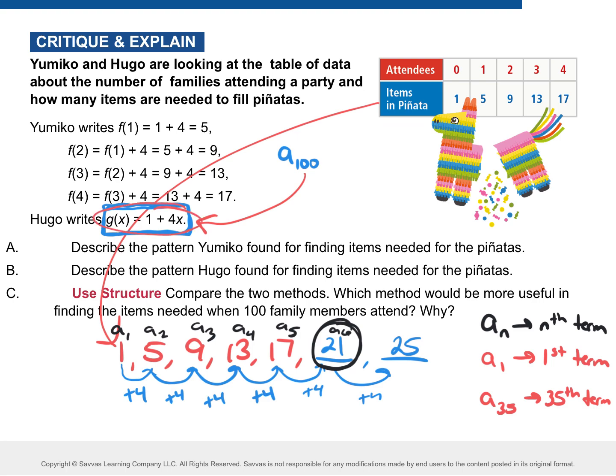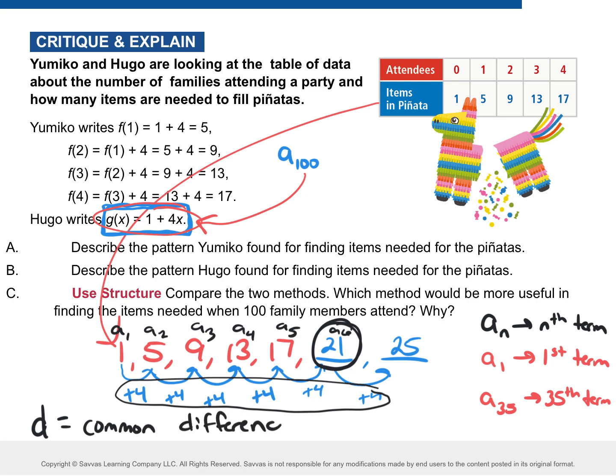One other thing I need to talk about for vocab. This was the pattern that kept happening, right? That's how we know what all of our terms would have been. This is called D. Go ahead and label this as the common difference. Common difference is what's happening every time in the sequence. Between all the terms, we knew we were adding 4. That is our common difference.